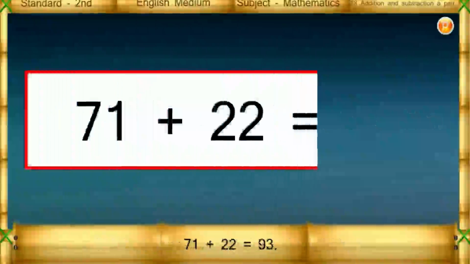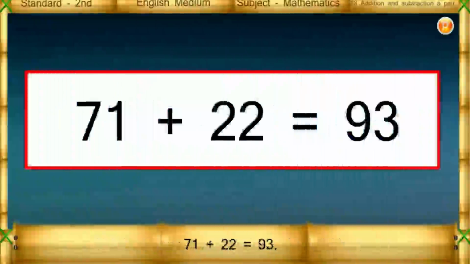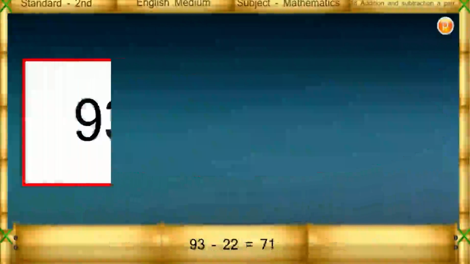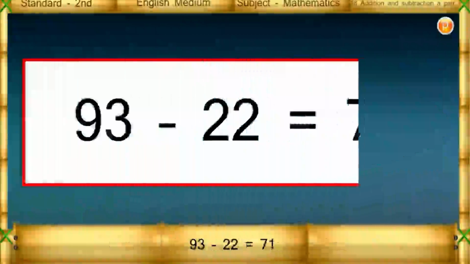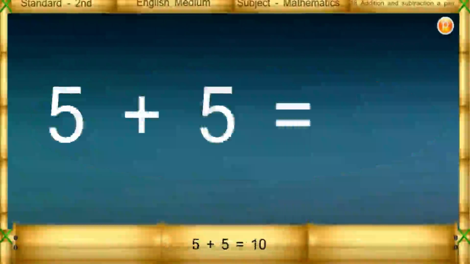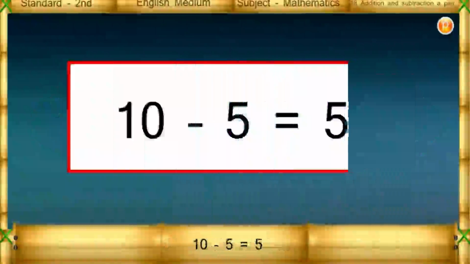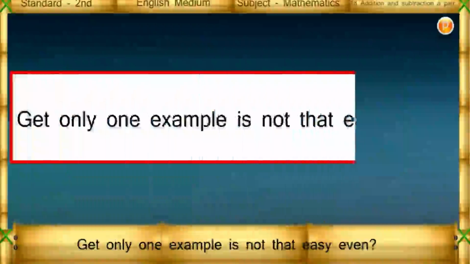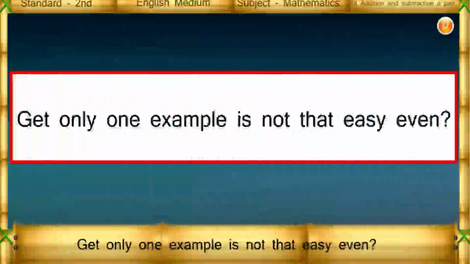71 plus 22 equals 93. See the first example of subtraction. 93 minus 22 equals 71. See it here as well. 5 plus 5 equals 10. From this addition, 10 minus 5 equals 5. Getting only one example is not that easy.